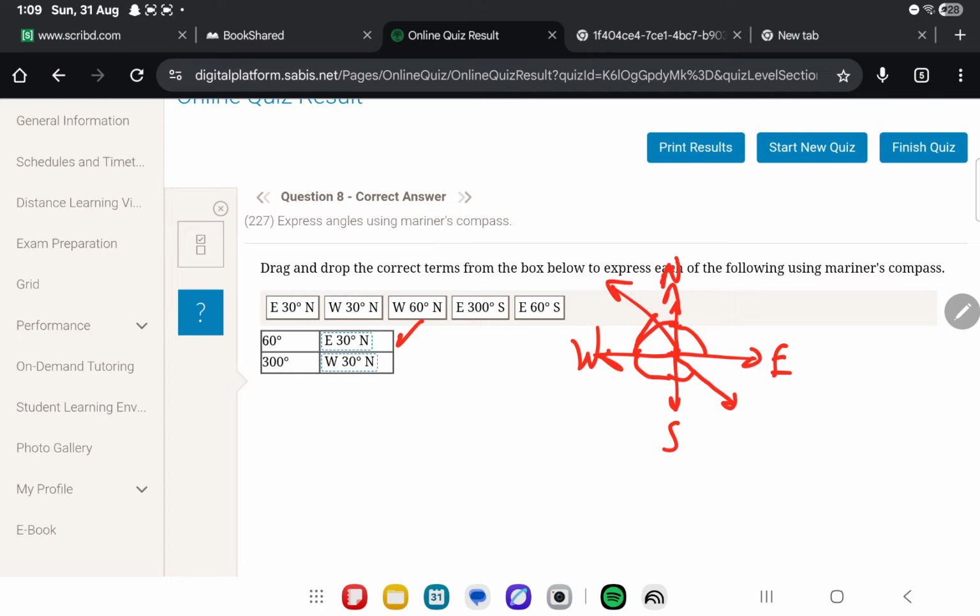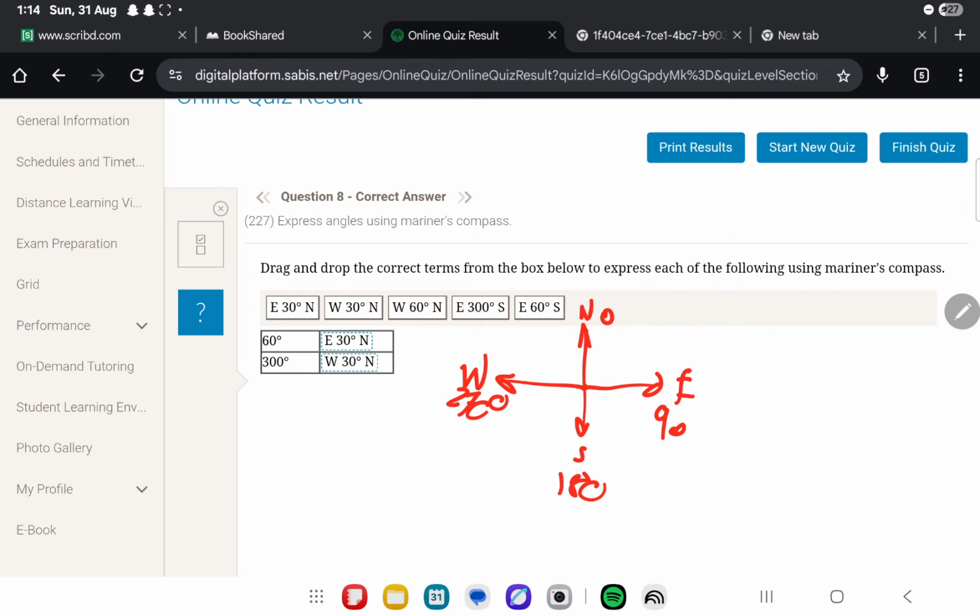Doesn't really make sense though. One second. Okay, my bad. What I thought was they wanted me to convert it from the traditional angle system into Mariner's compass. No, they want this angle expressed in terms of Mariner's compass as its rotation.